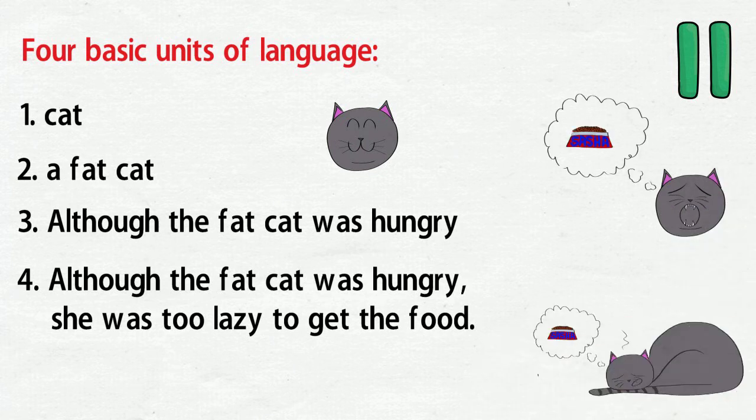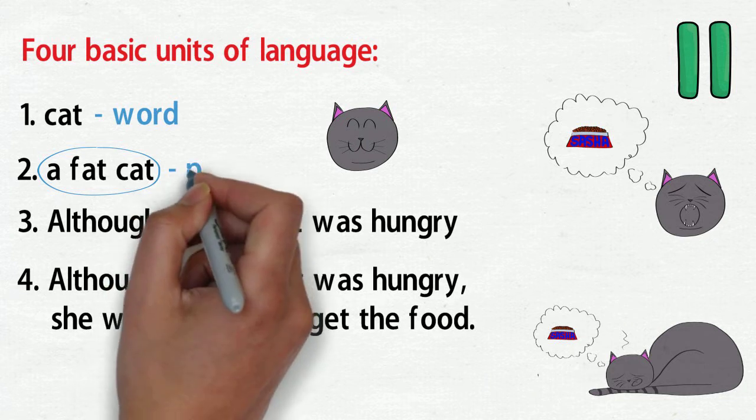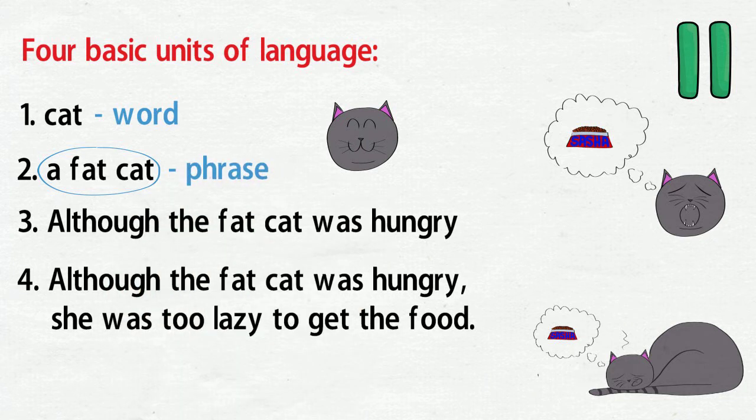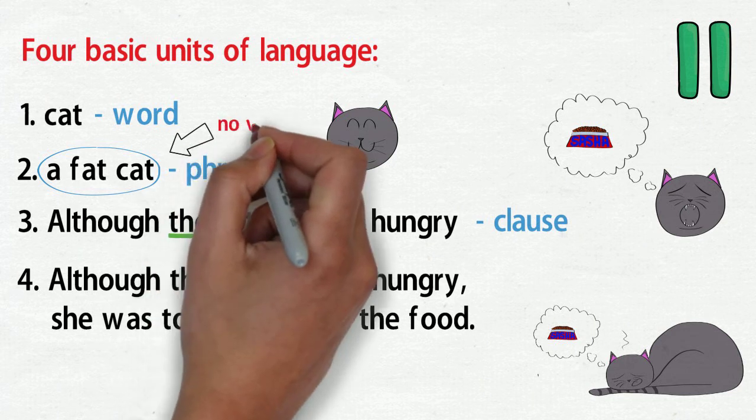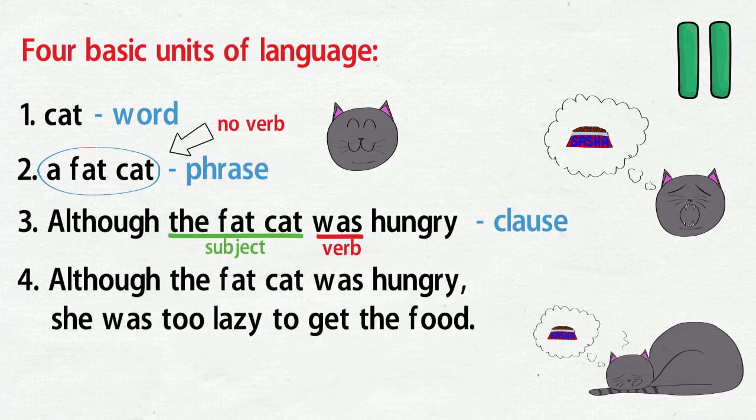In number 1, cat, we have a word, the simplest one. In number 2, we have 3 words together, a fat cat, and we call that a phrase. In number 3, we have a similar situation, several words put together, but it's not a phrase, it's called a clause. The main difference between clauses and phrases is that phrases don't have verbs, while clauses do.